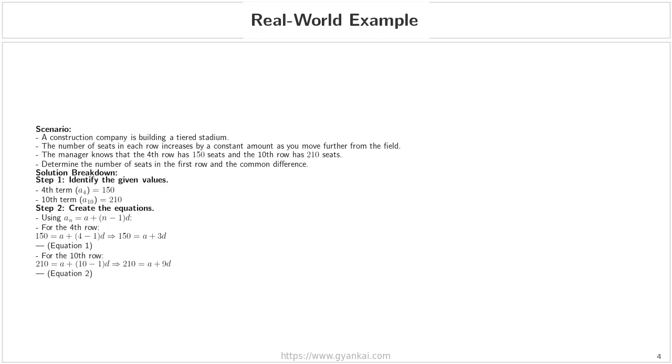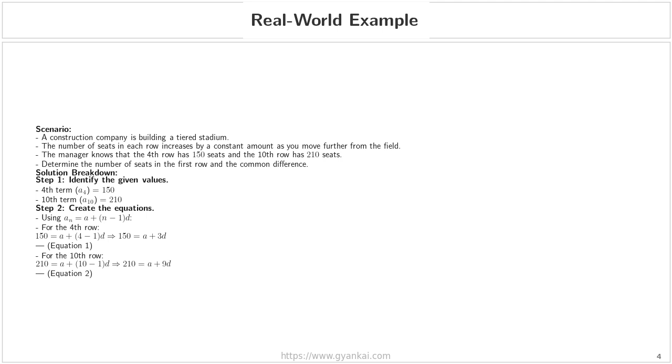Moving to step 2, we need to create our equations. We will use the general term formula we discussed in the previous slide. a sub-n equals a plus the quantity n-1 times d for the fourth row. We substitute 150 for a sub-n, and 4 for n. This gives us 150 equals a plus the quantity 4 minus 1 times d, which simplifies to 150 equals a plus 3d. Let's label this as equation 1.